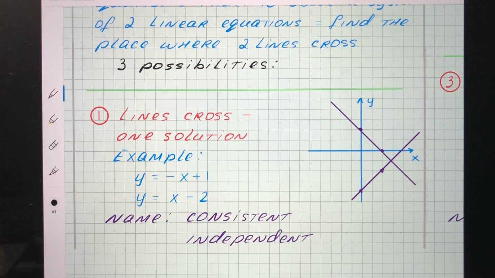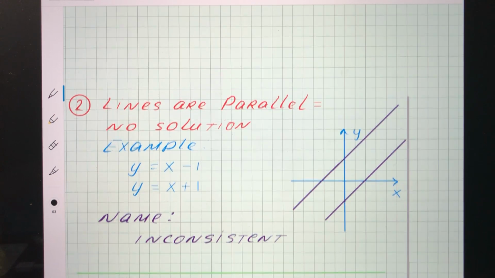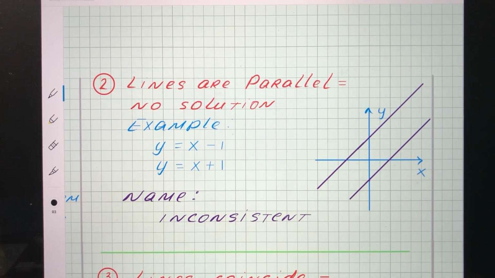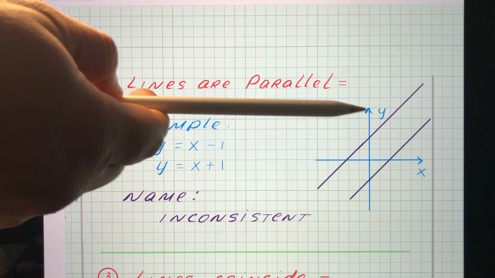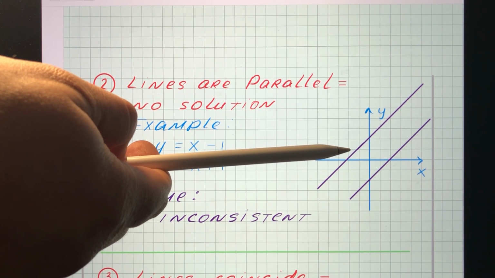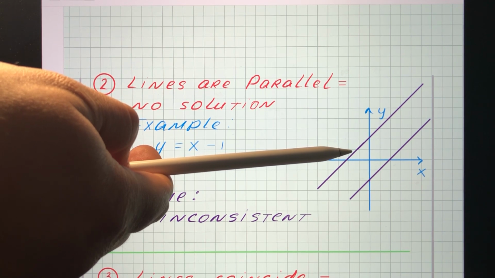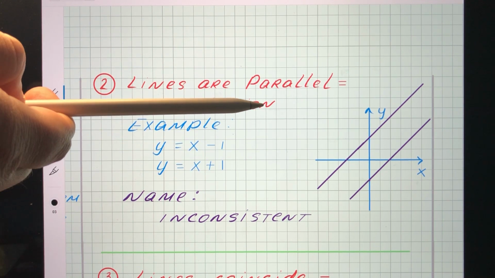The second possibility that we might run into is two lines might be parallel. Here's an example. x minus 1, and x plus 1 is here. We're looking for the place where the two lines cross, and the two lines that are parallel will never cross, which means there will be no solution. And so the answer is no solution.